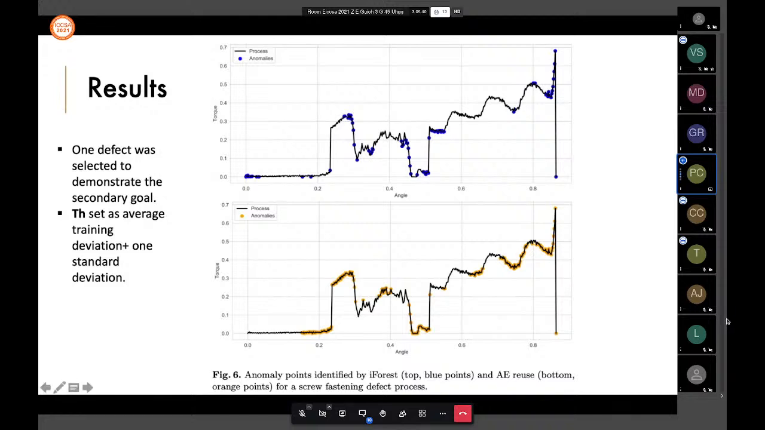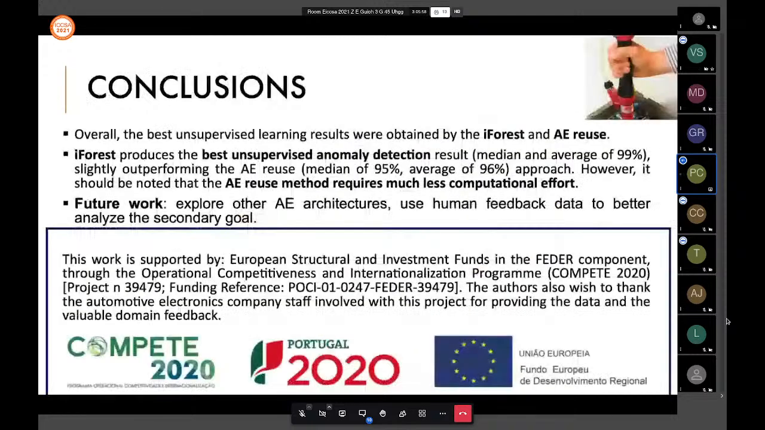So there's here a kind of huge valley that suddenly appears, and this is a clear indication of a screw failure. And at the end of the process, there's also an abrupt decay in the torque value, also signaling a huge decay.